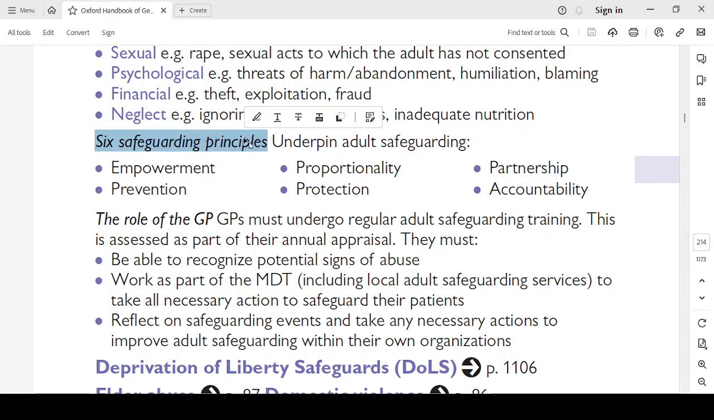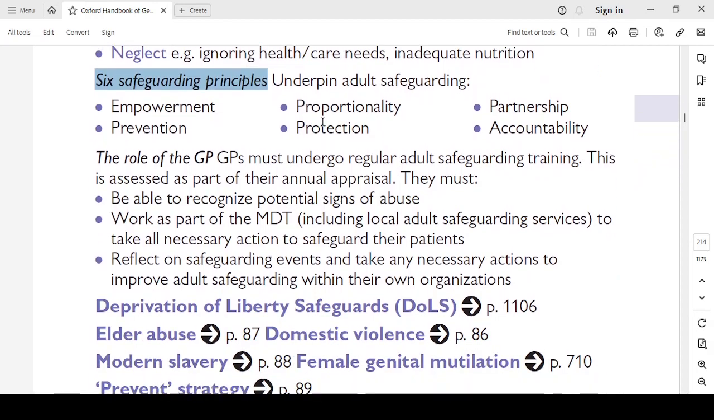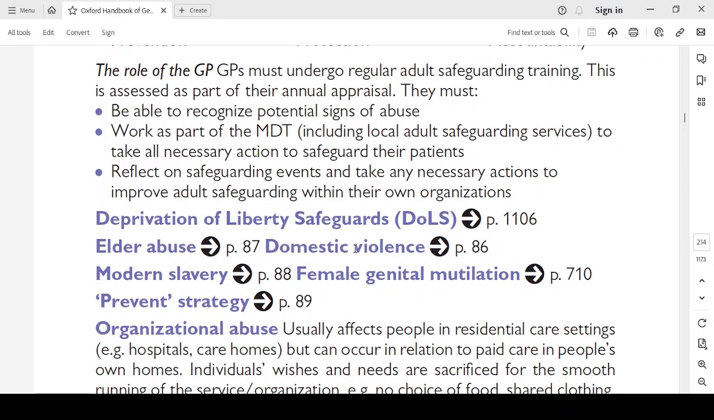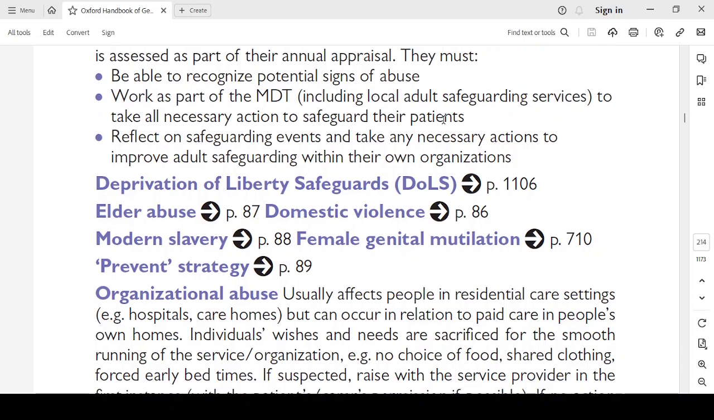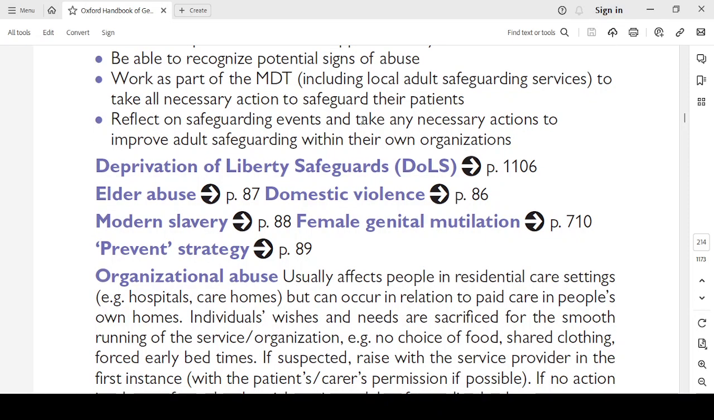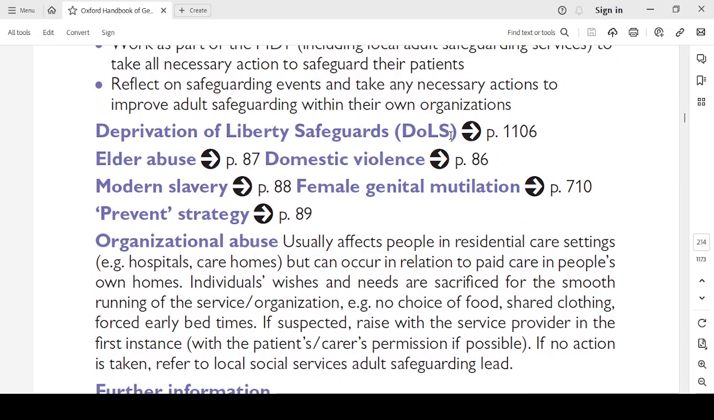Six safeguarding principles underpin adult safeguarding: empowerment, proportionality, partnership, prevention, protection, accountability. The role of a GP. The GP must undergo regular adult safeguarding training. This is assessed as a part of the annual appraisal. They must be able to recognize potential signs of abuse, work as a part of the MDT, including local adult safeguarding services, to take all necessary action to safeguard their patients, reflect on safeguarding events, and take any necessary actions to improve adult safeguarding within their own organizations.